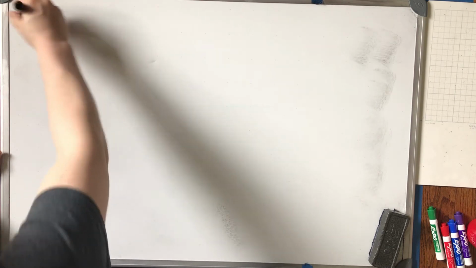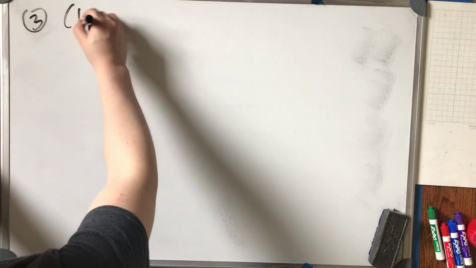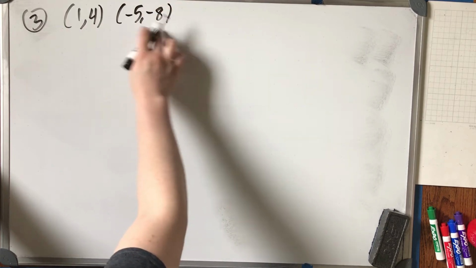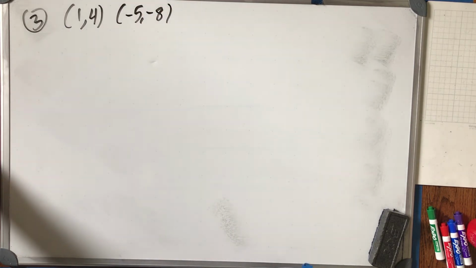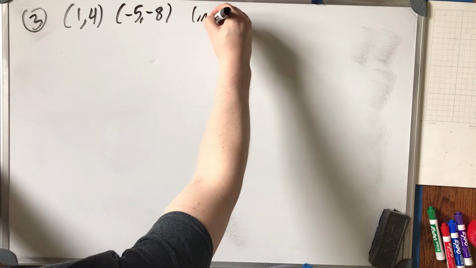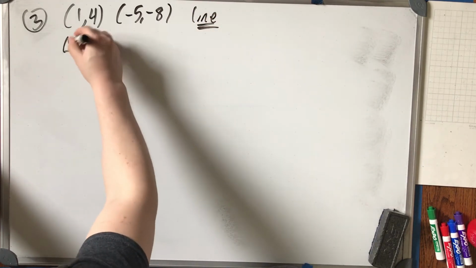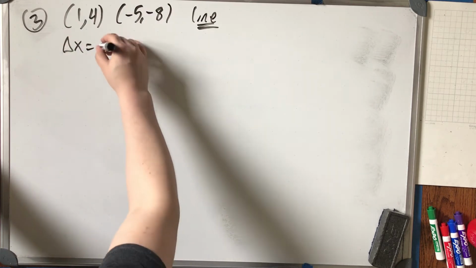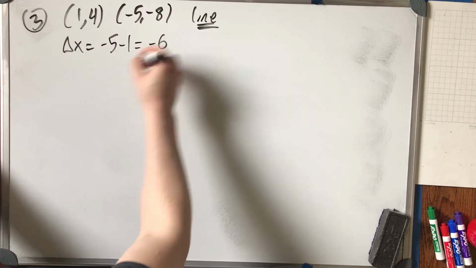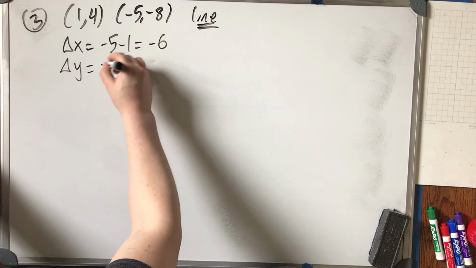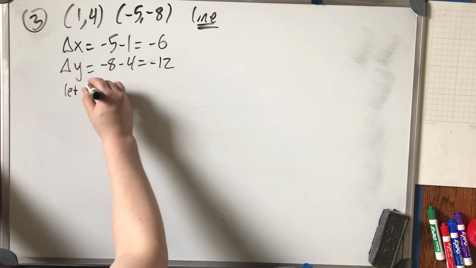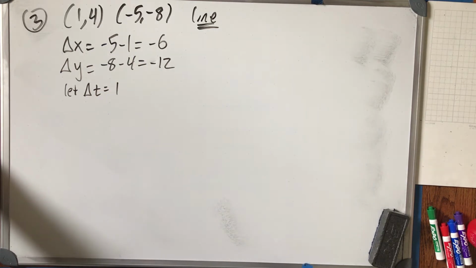Question 3, we're finding a line that goes through a set of points, 1, 4, and negative 5, negative 8. So it starts here and goes that way. That's important. And it's a line. First I'll find the change in x by doing the ending point minus the beginning point. So negative 5 minus 1 is negative 6. Change in y is negative 8 minus 4, so that's negative 12. They don't tell me anything about the change in time, so I'm going to assume that it's 1.